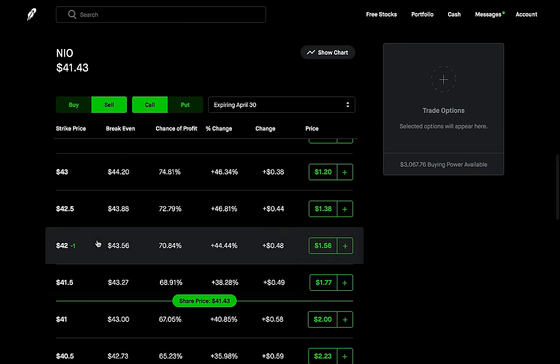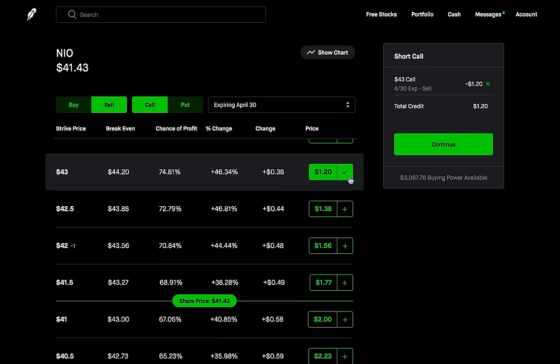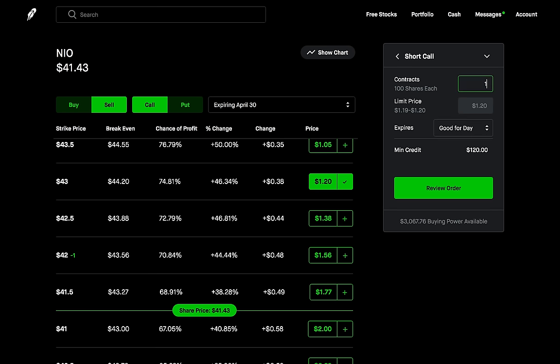Let's imagine I haven't sold my call yet. I'm about to sell my call, so I would do that normally. Let's say I wanted to sell this call right here at the 43 strike. I would click on here. Again, if on expiration NEO is above $43, I'm probably going to be forced to sell my 100 shares of NEO at $43 a share. In return for selling this call, I'm going to receive $1.20 per share, or about $120 per contract. So that's all great.